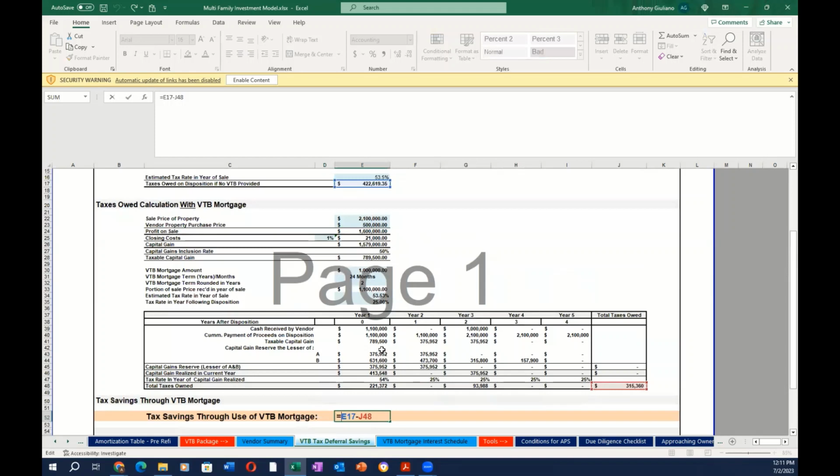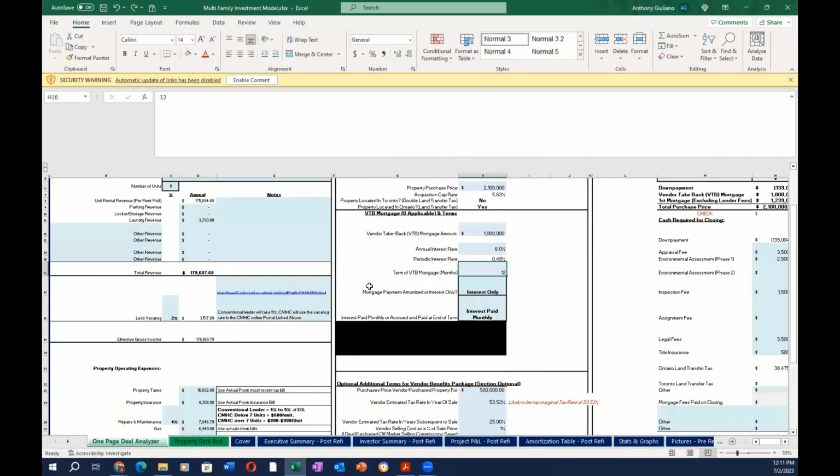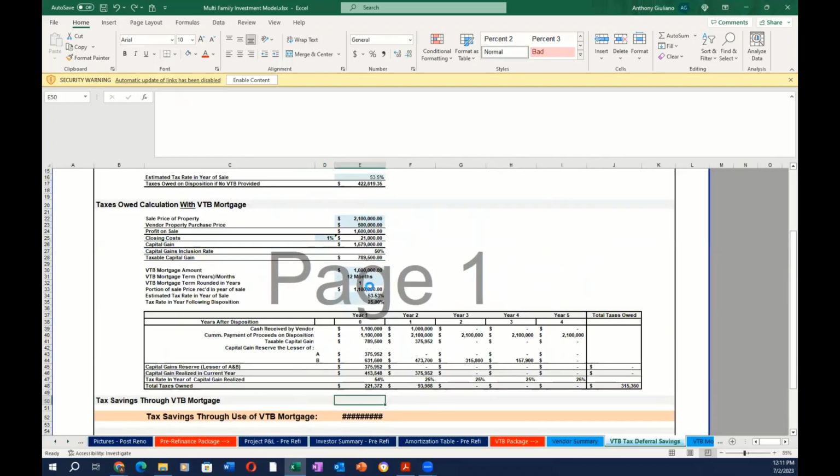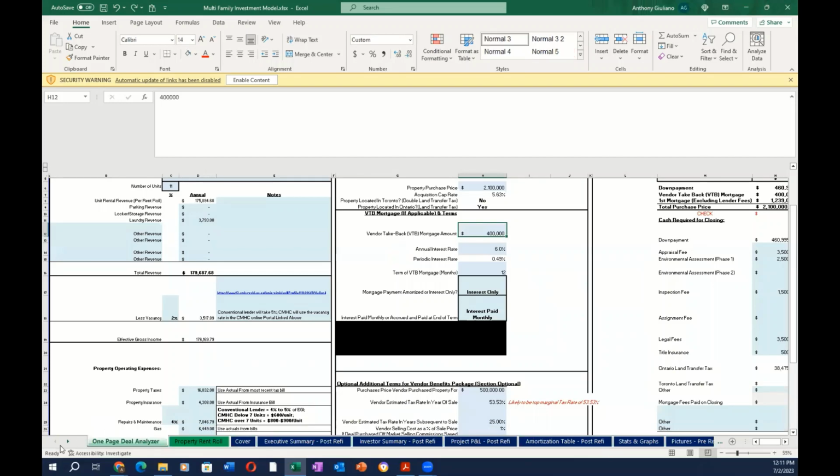You could see that there was a substantial tax savings, about $107,000, if we were to be given a $1 million VTB mortgage. Now, I'm going to go back to the original $400,000 VTB mortgage that we had in our original schedule.